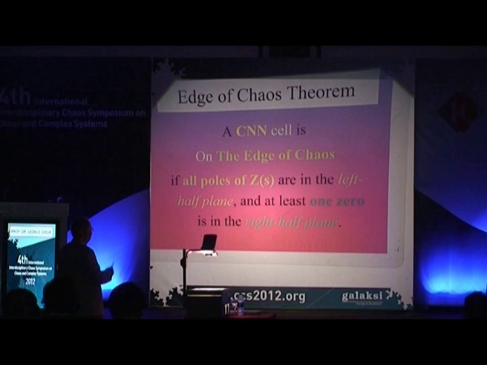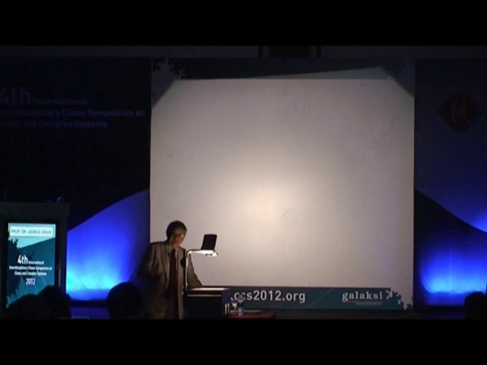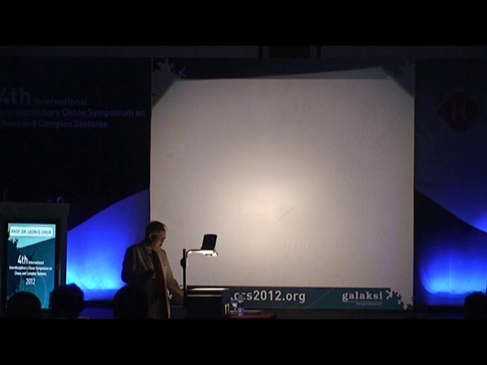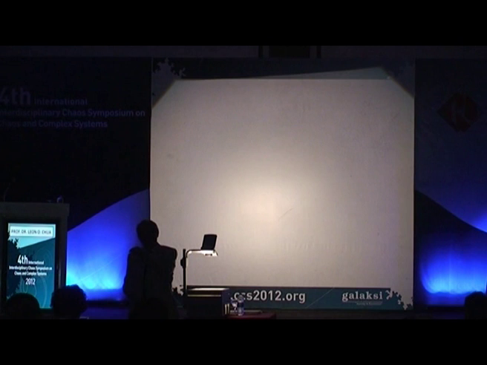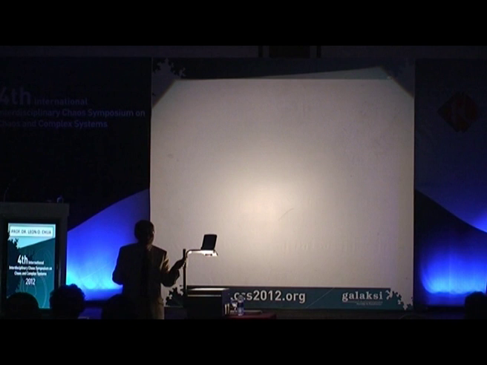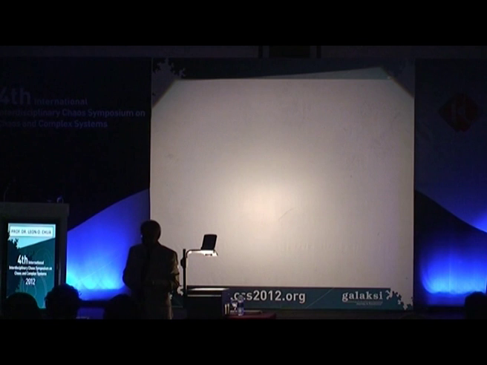Something very easy to check. It is sufficient, not necessary, for all edge of chaos, but it is a very easy check, because all you have to do is look at the poles and zeros. If the poles are in the left half plane and you find one zero in the right half plane, you are on the edge of chaos. You are on the edge of chaos because the poles are in the left half plane, so it's stable, but you have one zero in the right half plane. That zero in the right half plane is what gives you the real part that is negative.